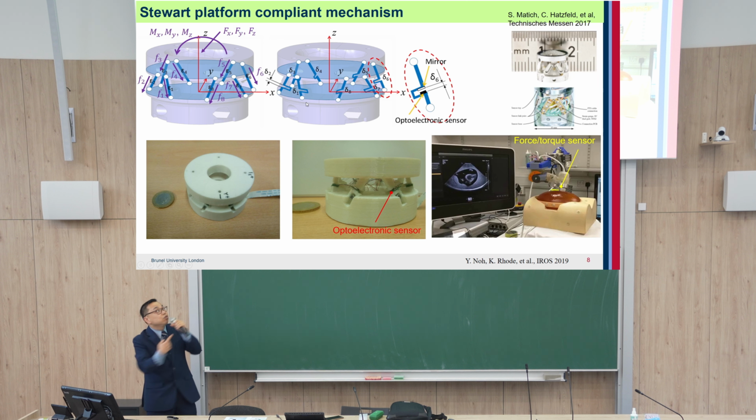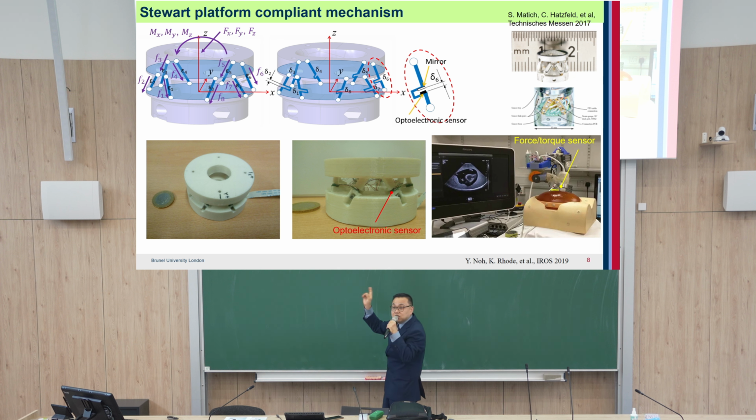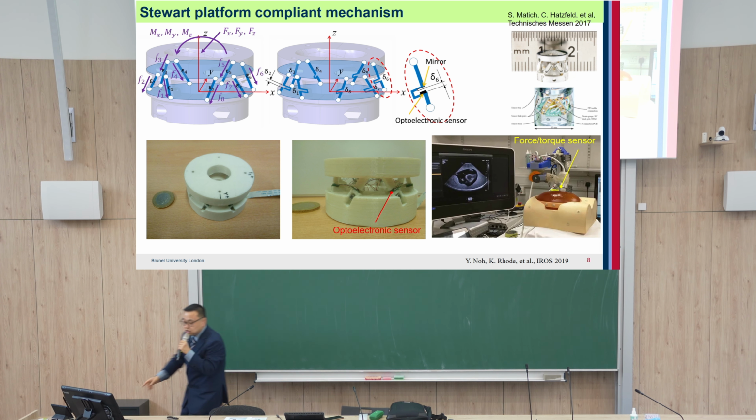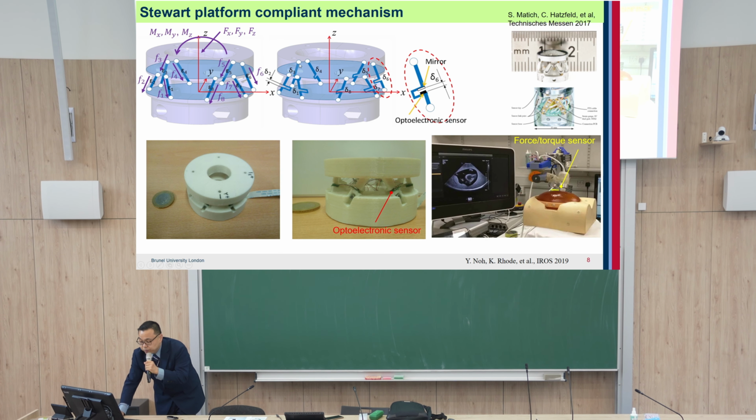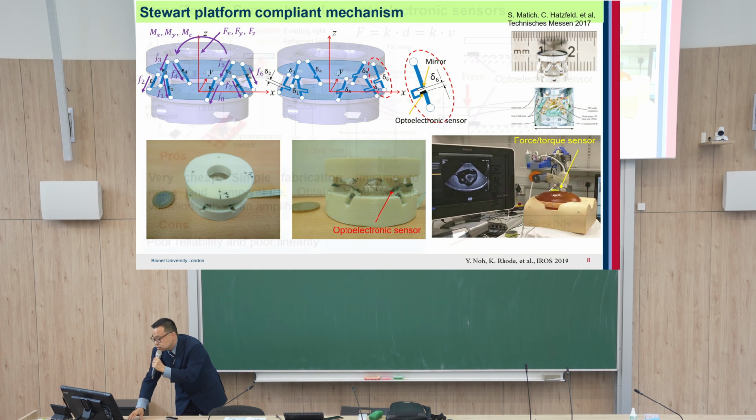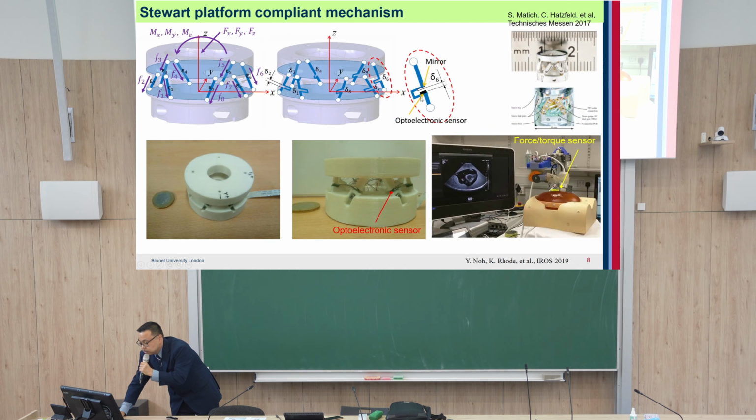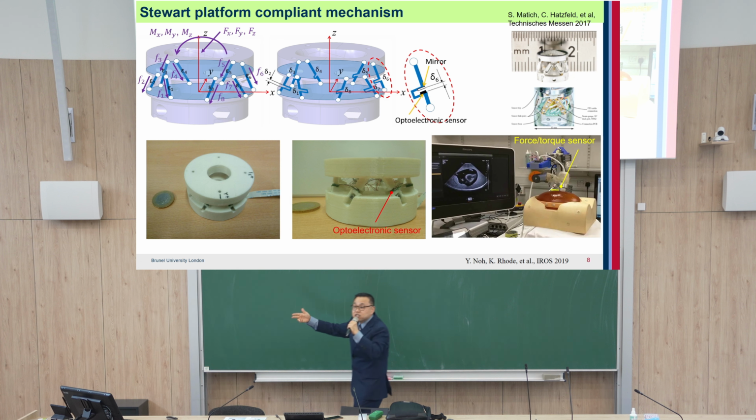However, I had to modify this structure to mount this optoelectronic sensor. Previously, we attached the strain gauge on the surface of each leg, but now each leg had to be modified into a cantilever beam structure, like this way. And here I mounted the optoelectronic sensor, and also a reflector, a mirror.